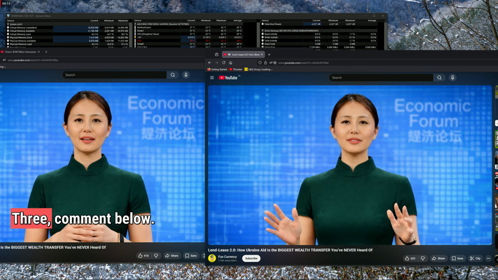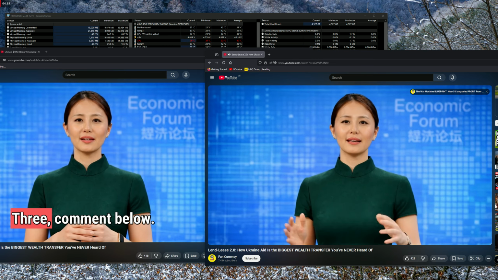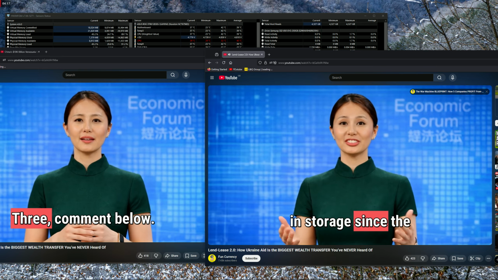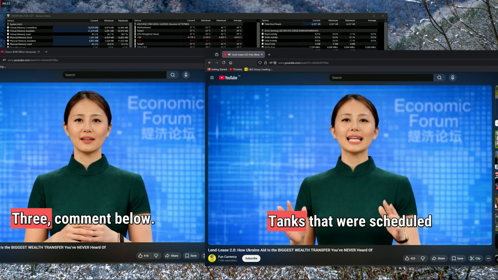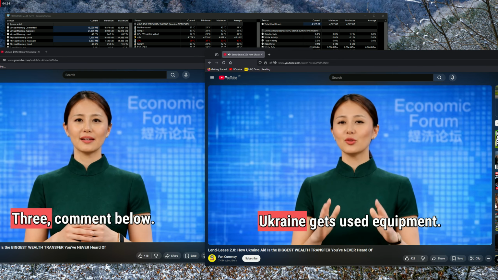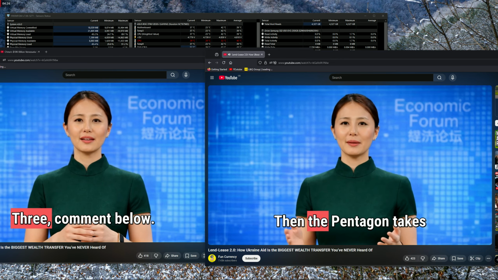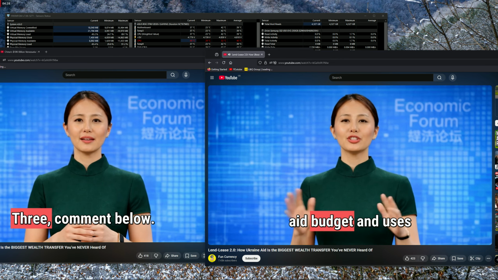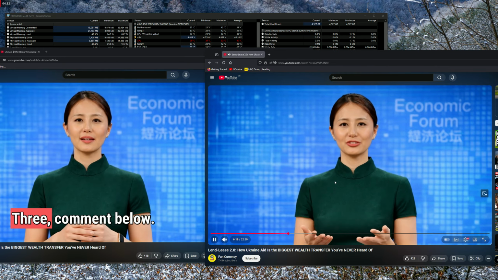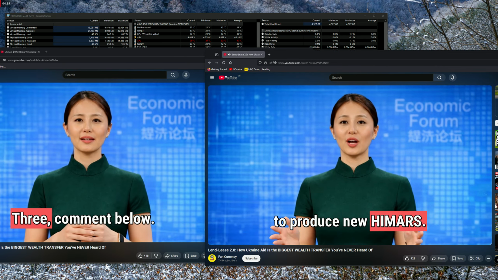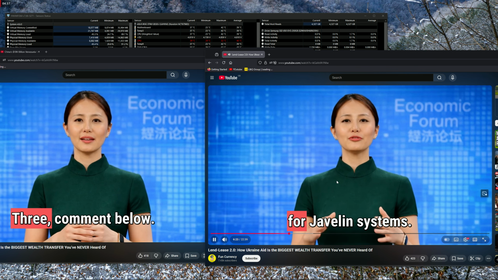Here's how it works. America sends old weapons to Ukraine: Javelin missiles we've had in storage since the 90s, HIMARS systems that have been sitting in depots, tanks that were scheduled for decommissioning. Ukraine gets used equipment. Then the Pentagon takes 60% of the aid budget and uses it to buy new weapons from defense contractors. Lockheed Martin gets a $3 billion contract to produce new HIMARS. Raytheon gets $2 billion for Javelin systems.